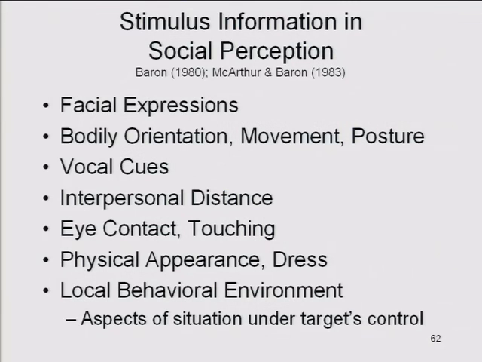Second, bodily orientation and movement and posture. If you're talking to somebody and he leans forward toward you, you get the impression he's actually interested in what you have to say. If you're talking to somebody and he turns his back on you and begins writing on the blackboard or something like that, you begin to think he's really not interested in what you have to say. I haven't said anything, right? It's my physical posture that's giving you this information.